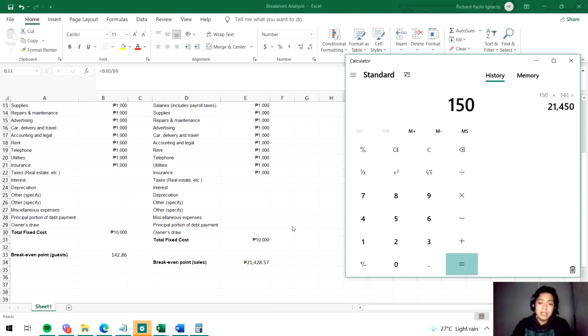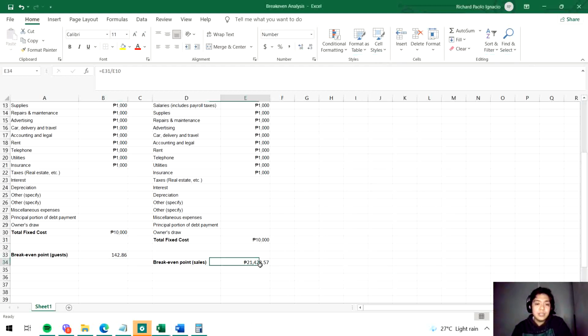Kasi kung magiging accurate tayo, 142.86, mas malapit sa 21,429 natin. Actually, yun na siya mismo eh. Kasi pwede naman itong i-round off din. So, dito mo malalaman kung tama ang naging computation mo sa break-even per guest at break-even per sales. And dapat naman talaga, parehas lang siya, tama siya. So, ibig sabihin, kailangan kumita tayo ng 21,428 pesos para lang matubusan natin lahat ng operating cost natin.